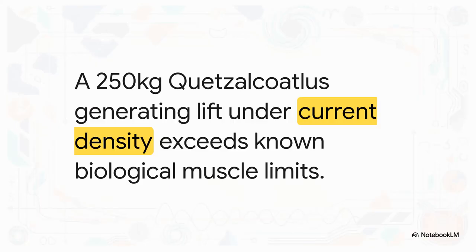And we see a very similar problem up in the sky. A 250-kilogram Quetzalcoatlus trying to generate the lift required to fly under our current atmospheric density completely exceeds the known limits of any biological muscle system. Because the lift equations just flat out don't work under today's sky, uniformitarian models sometimes reclassify this massive flying reptile as just a grounded stalker that walked around and never flew. But what if the skeleton is right, and it's the atmosphere that was different?